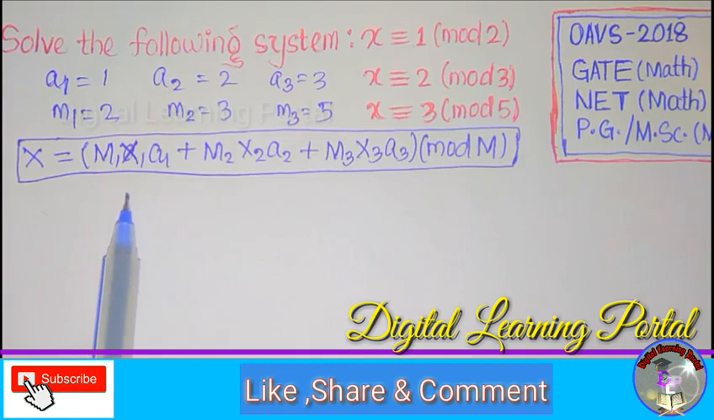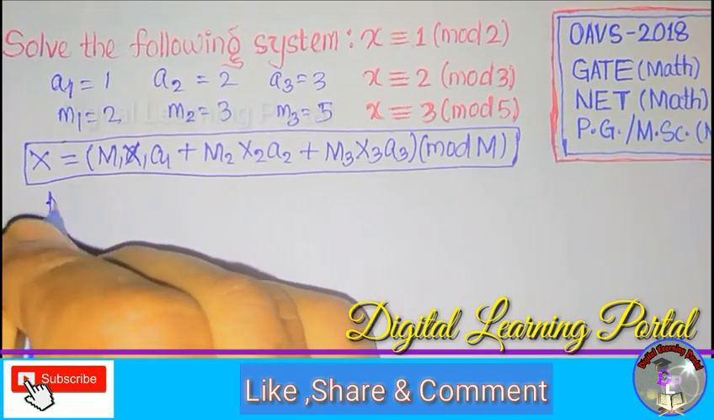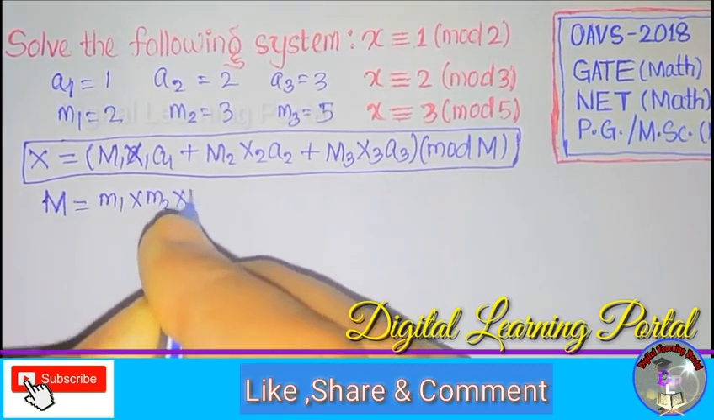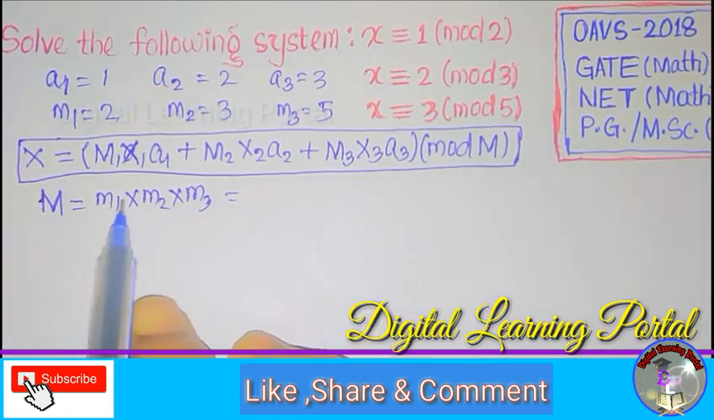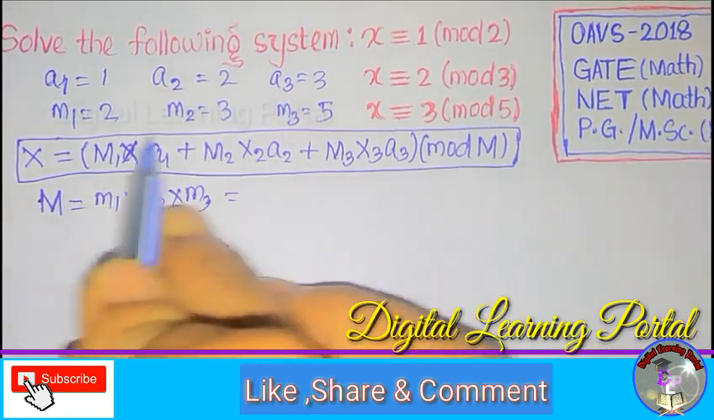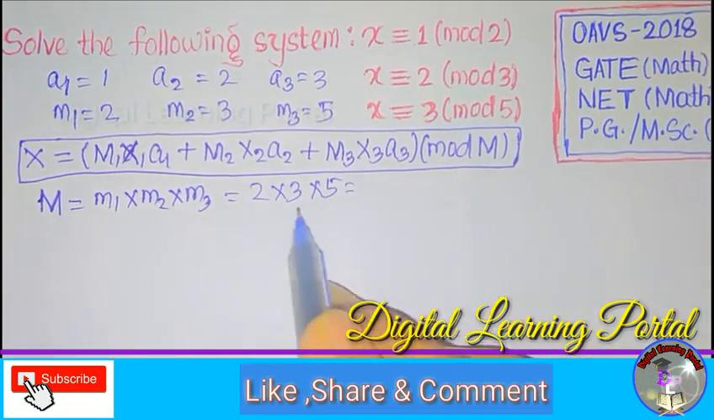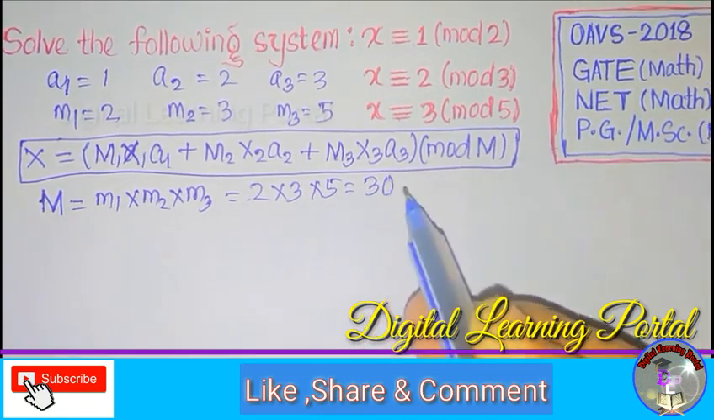First of all, we have to calculate this capital M. So what will be the value of M? We can write M is equal to m1 into m2 into m3. This is the formula, and we can put the values of m1, m2, m3 here. That is equal to 2 into 3 into 5. 2 into 3 is 6, 6 into 5 is equal to what? 30.